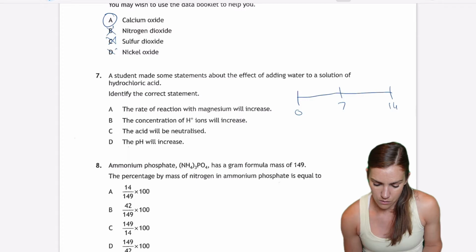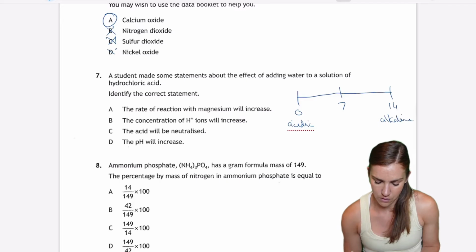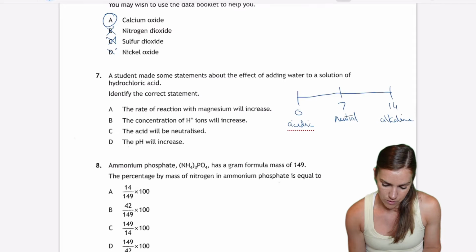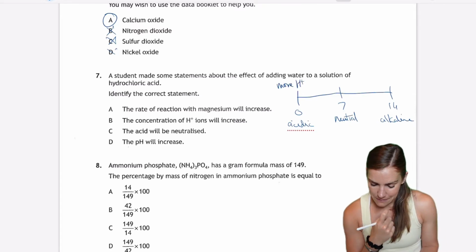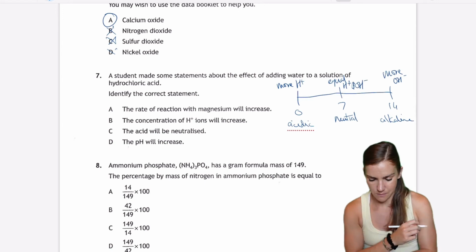So if you just sketch down this wee pH scale, where you've got acidic, alkaline, and then neutral in the middle. And then it's always good to add on the ion concentrations. So for an acid, you've got more hydrogen ion concentrations. For the neutral, it's equal concentrations. And for alkaline, you've got more hydroxide ions than hydrogen ions.